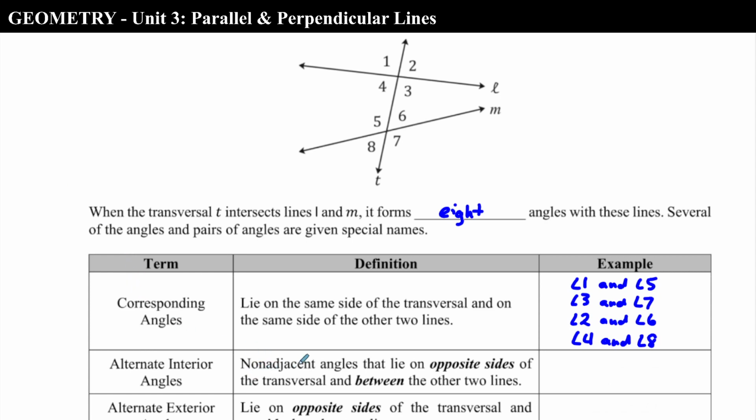Alternate interior angles are non-adjacent angles that lie on opposite sides of the transversal and between the other two lines. Basically, all it means is your interior angles are here in between the two lines. Exterior angles are going to be outside. So 1 and 2, 7, 8 are going to be exterior. Then alternate means we're going to cross. So 4 to 6, 3 to 5. You cross the transversal. Okay? So 4 and 6. And then 3 and 5.